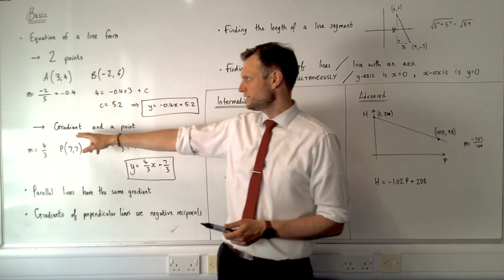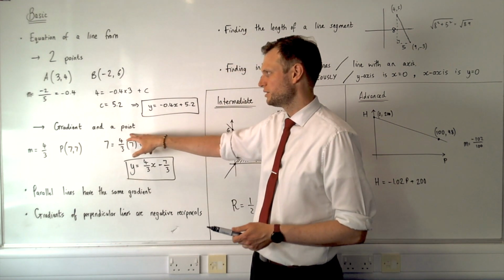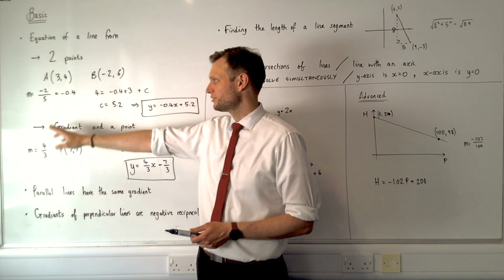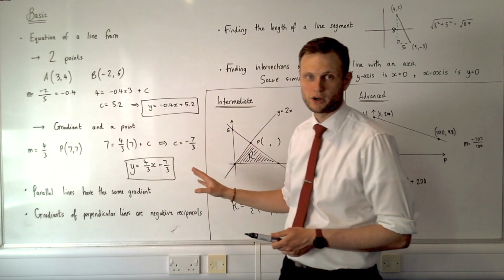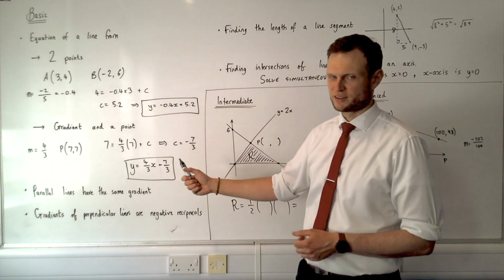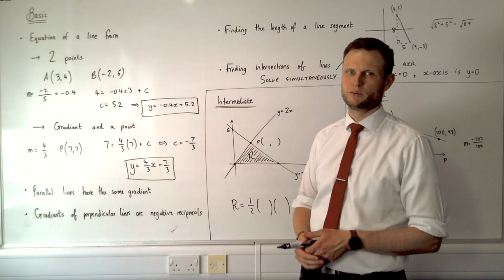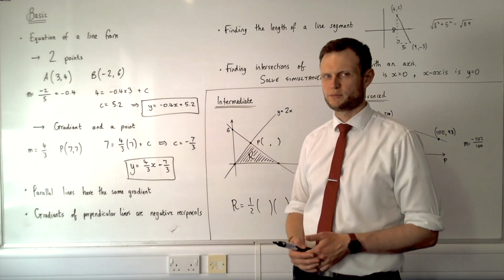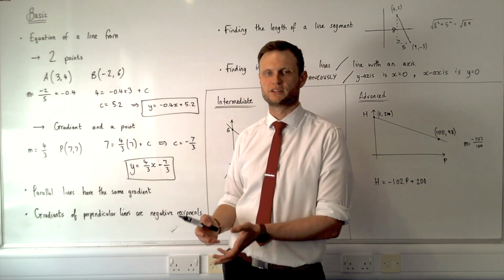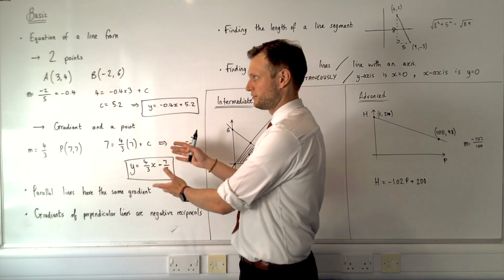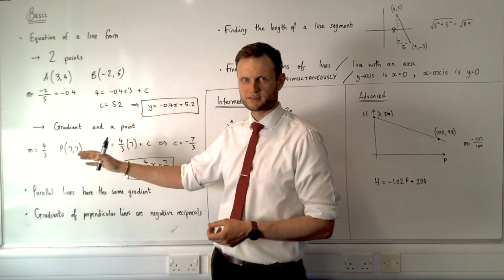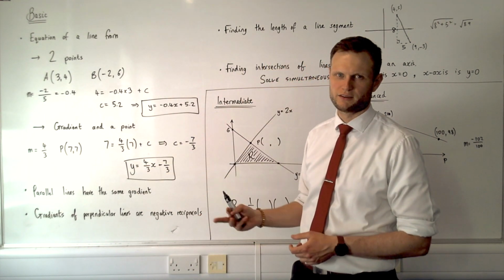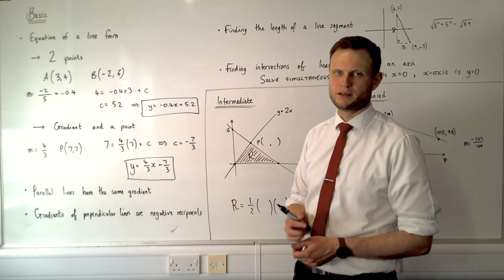If you're given a gradient and a point, then you do the same sort of thing, but you don't have to work out the gradient first. It's given to you. You just put it into y equals mx plus c. The reason I bring this up is because it's very, very useful when we come to doing things with differentiation. A lot of the time you have to work out the gradient first using differentiation and then do this. So this is a prerequisite skill that comes from chapter 5 or indeed from GCSE.